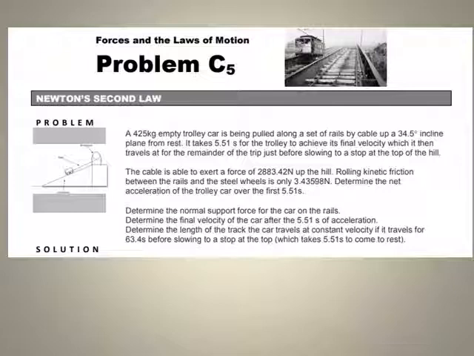Now, once it accelerates for 5.51 seconds and it's reached its maximum final velocity, if you will, it's going to then travel at that velocity for the remainder of the trip. We want to determine the length of track that this car will travel at constant velocity if it travels for a little over a minute here, so 63.4 seconds, before slowing to a stop. Now, we're not going to worry about the slow to a stop. We're only worried about when it hits its final velocity after 5.51 seconds, it's going to travel for this amount of time at constant velocity, at whatever this velocity is.